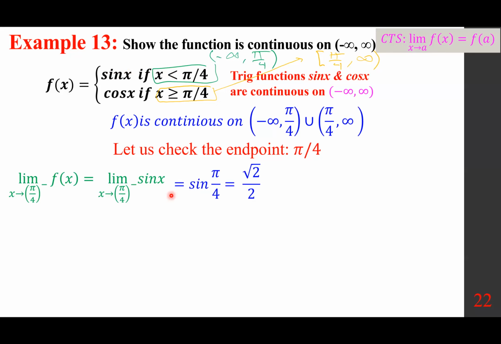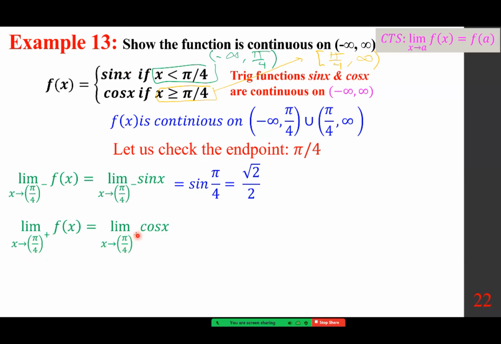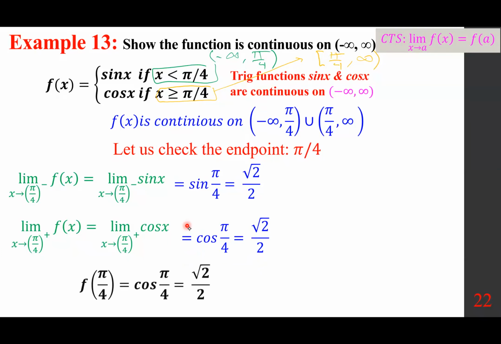Now we're going to take the same limit, but this time from the right. That means we deal with cosine. The limit of f of x as x approaches pi over 4 from the right. That means the limit of cosine x as x approaches pi over 4 from the right. And that means cosine of pi over 4. As you know, it's also square root of 2 over 2. So therefore, the limit of f of x as x approaches pi over 4 exists, and it's equal to square root of 2 over 2.